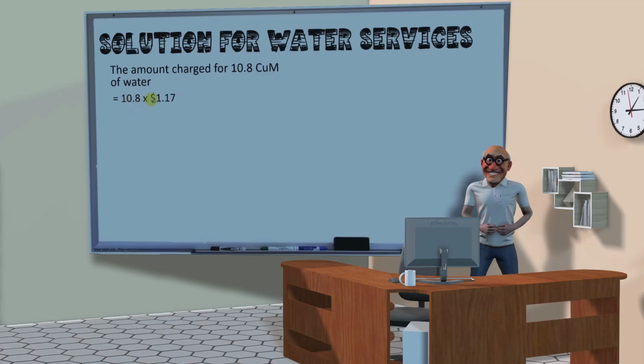10.8 times $1.17, which is the rate, that's the usage. The amount of water that we'd used, that's the rate. So we're just going to multiply it out with each other and we get $12.64.